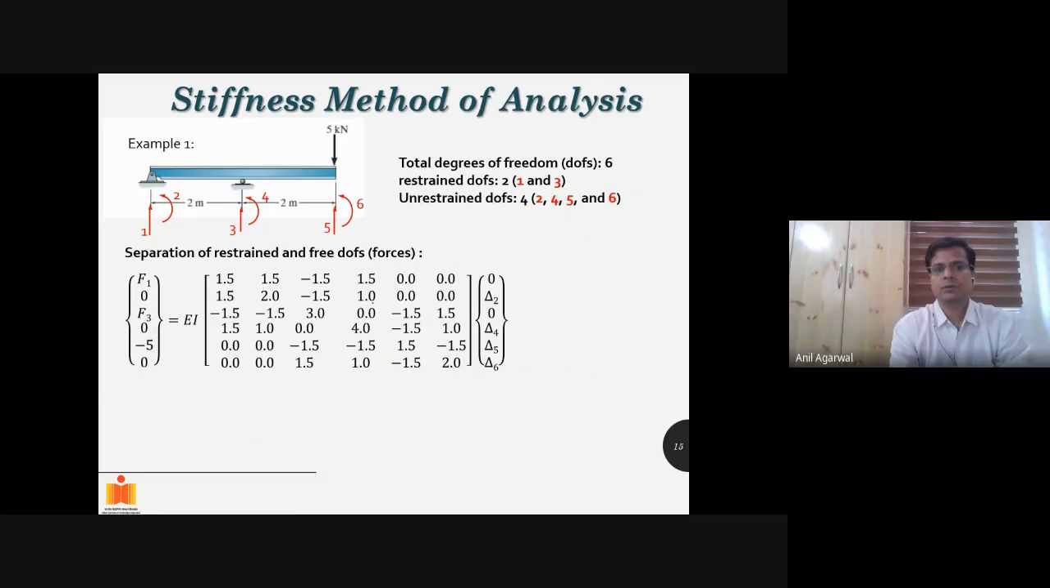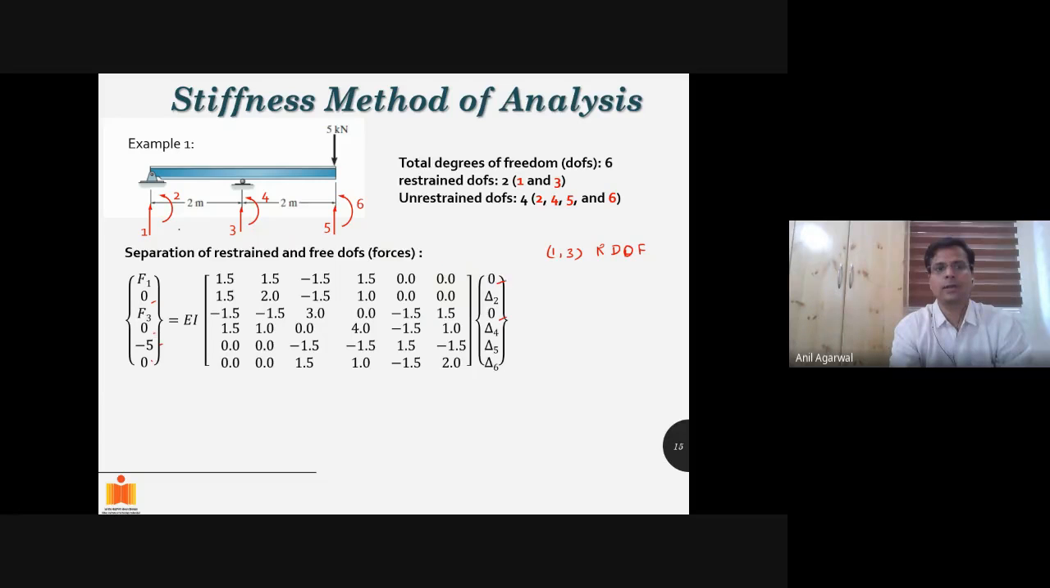We first substitute the values wherever we know them. So we have substituted these 0 values. We have substituted these 0 values and minus 5 value. Now what happens is that the locations where displacements are 0, we call them restrained degrees of freedom. So which degrees of freedom are restrained? These are restrained degrees of freedom.